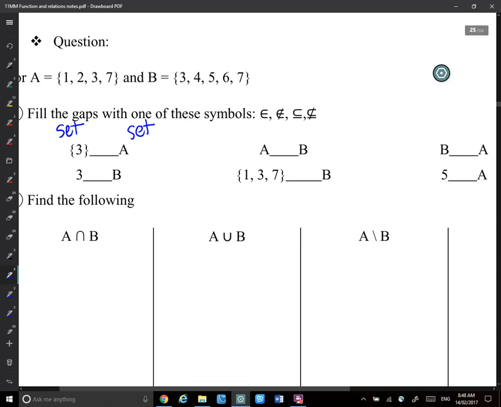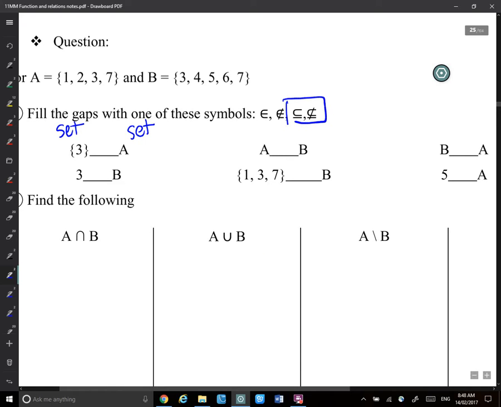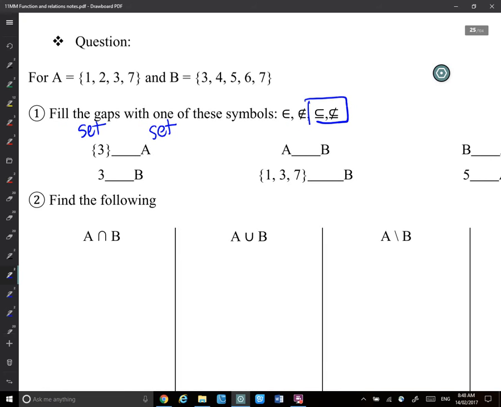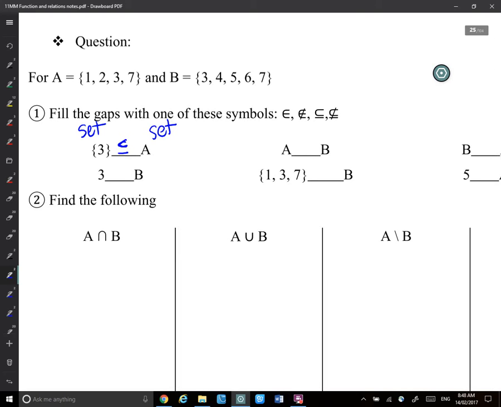If we talk about relationship between two sets, can we use belongs or not belongs to? We cannot use that. What we can choose is only contained or not contained. Is that set a subset of A? So A contains 1, 2, 3, 7, and 3 is the element in A. So that is a contained, not a belongs to. At least 2/3 of you make mistake in this question. We are not using the belongs to because it's talking about relationship between two sets.